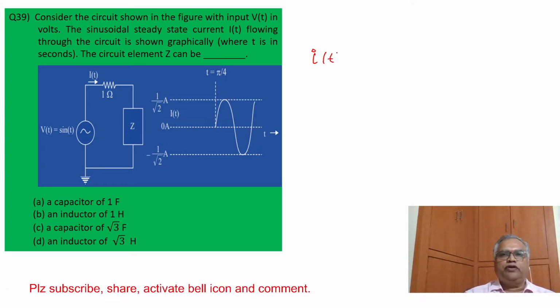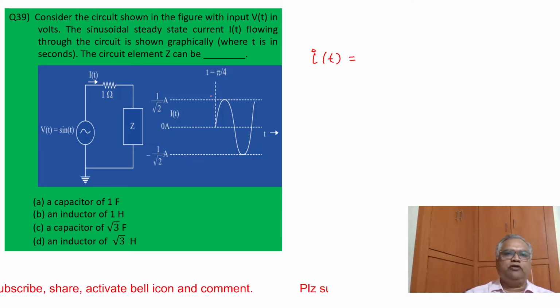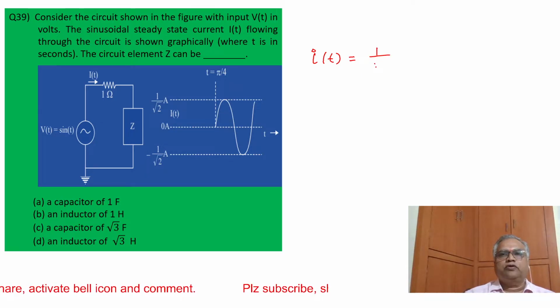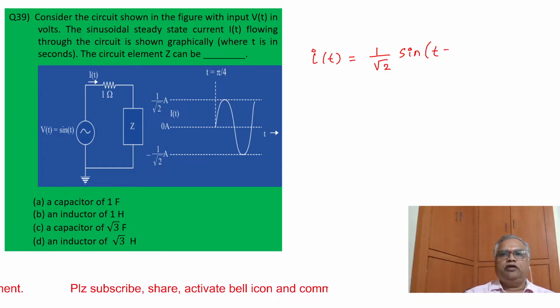The I of t, what is the peak value? 1 by root 2. 1 by root 2 sine t minus pi by 4. So at t equal to pi by 4, its value should be 0.